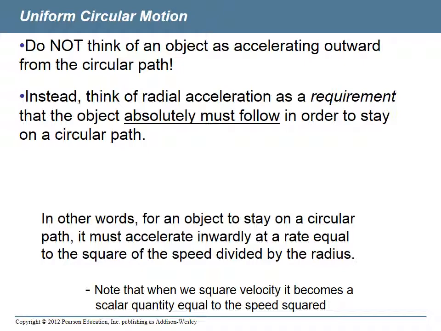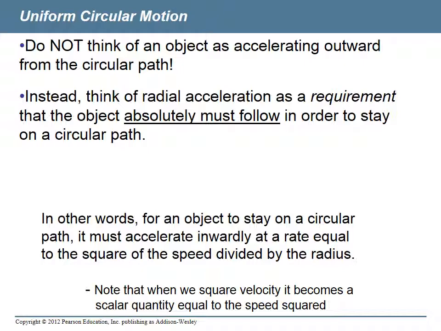It's accelerating inward, not outward. The idea of centrifugal acceleration or centrifugal force is wrong. It's centripetal acceleration, or centripetal forces, which we'll get into later on. Do not think of it as accelerating outward from the path. Instead, think of radial or centripetal acceleration as a requirement that the object must absolutely follow in order to stay on a circular path.